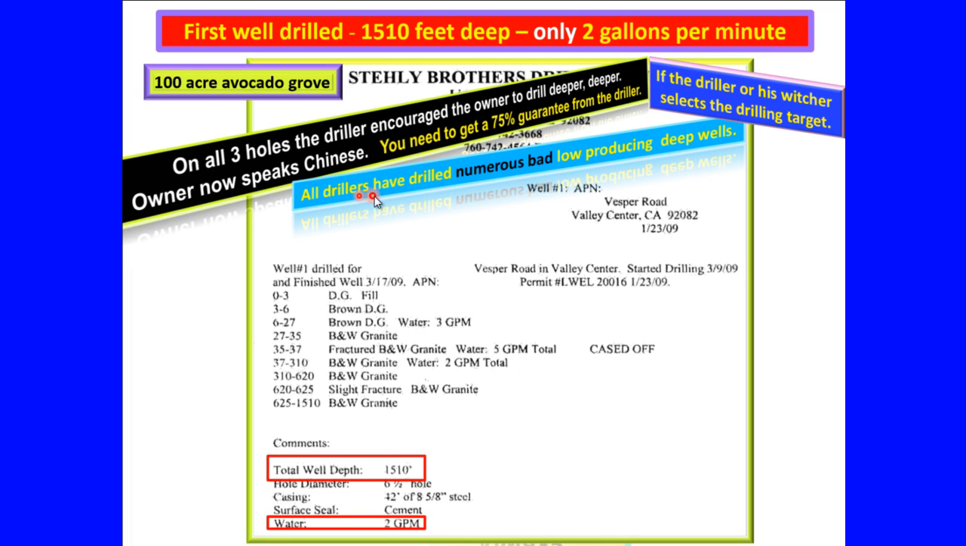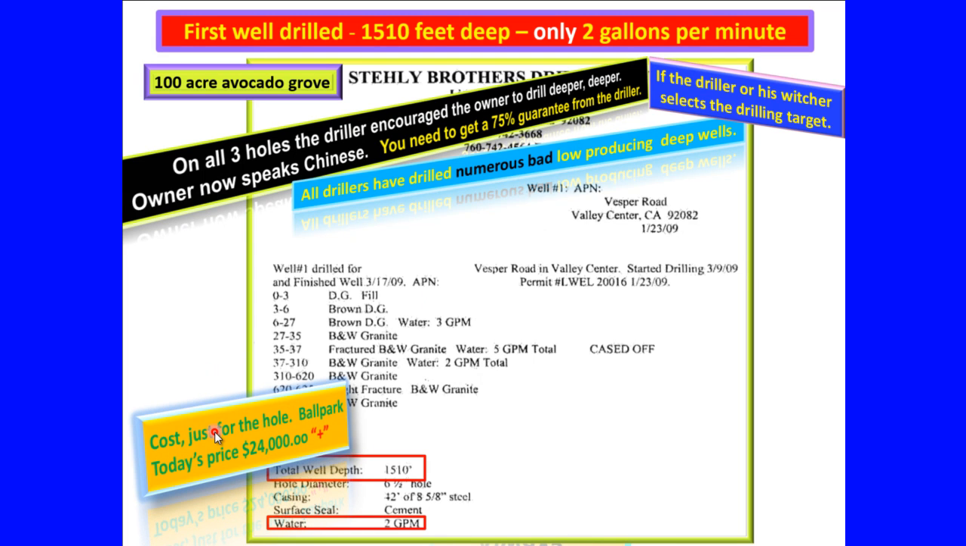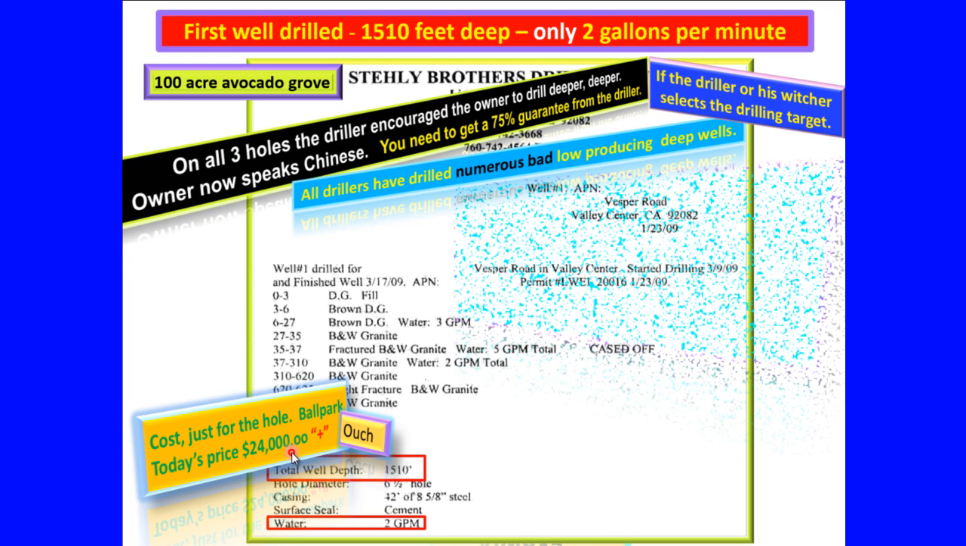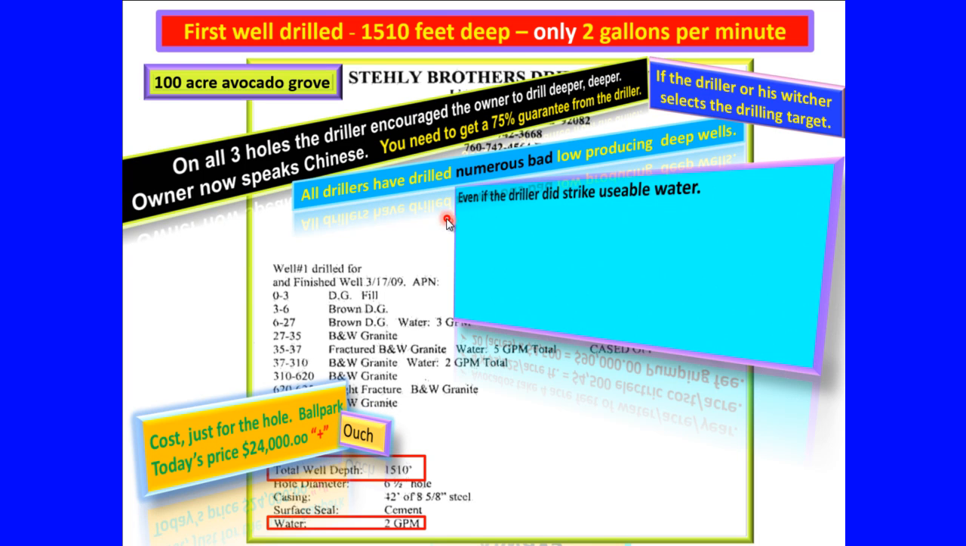All drillers have drilled numerous bad, low-producing, deep wells. Cost just for the hole, ballpark, today's price, $24,000 plus. Ouch. Even if the driller did strike usable water.